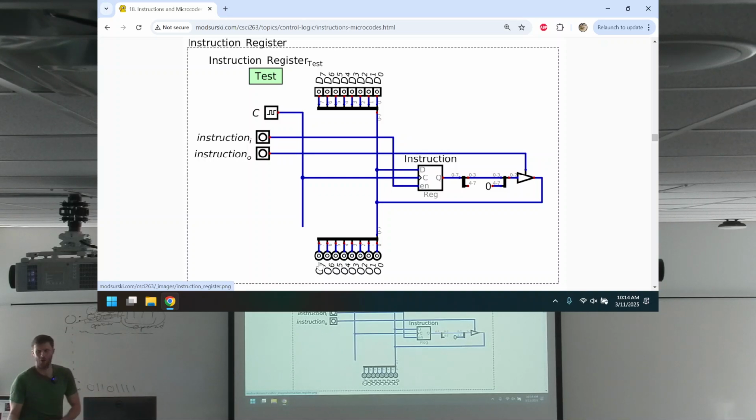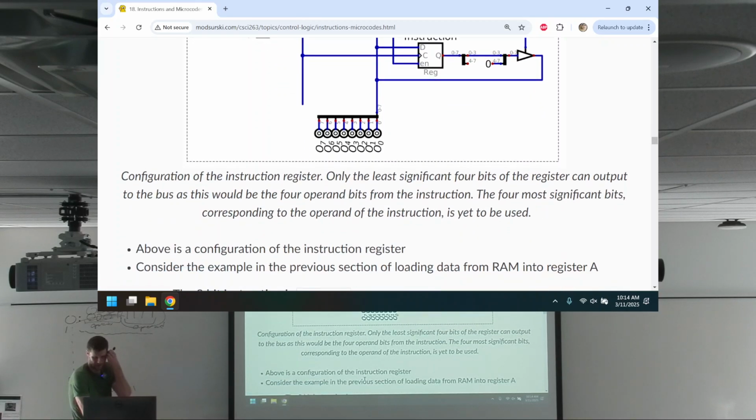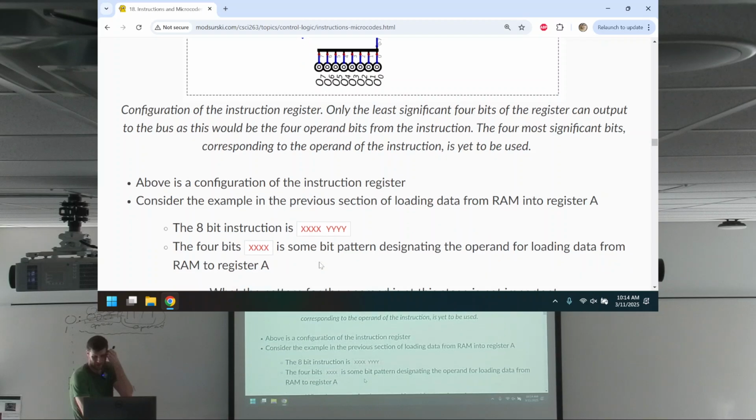We can get information out, but we only ever really want the bottom 4 least significant bits to come out of the address or the instruction register. So we can move around our system however we want. Cool. So, above is a configuration of the instruction register.